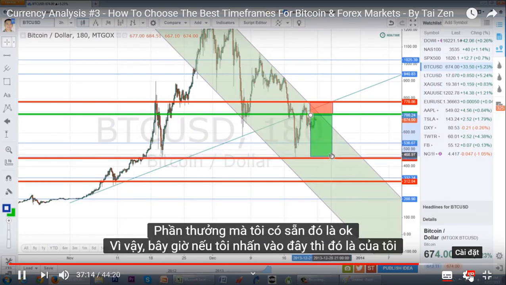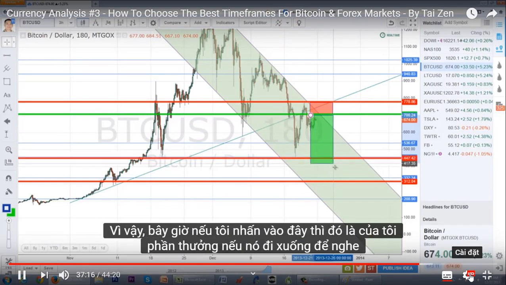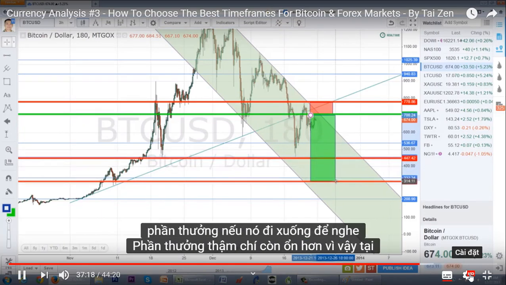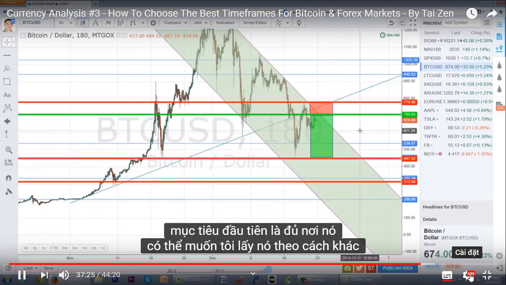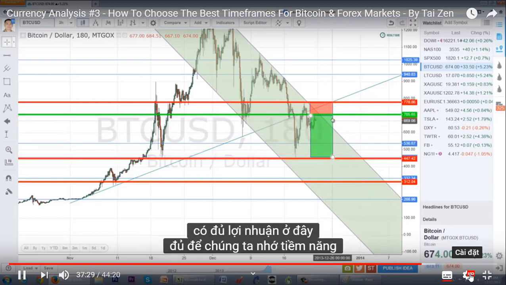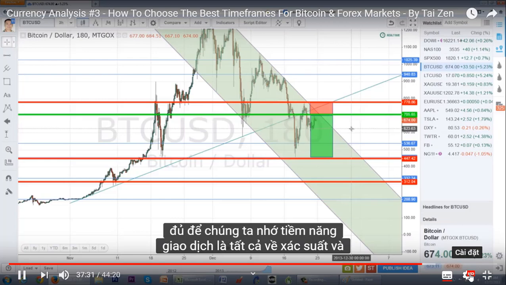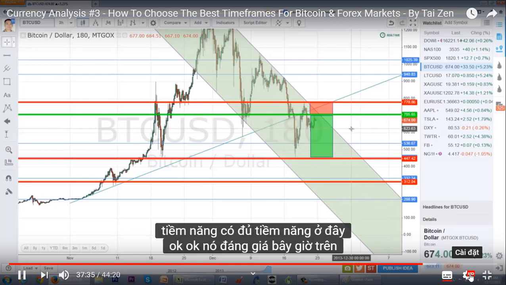So now, if I hit here, then that's my reward. If it comes down to here, the reward's even greater, okay? So at the first target, there is enough to warrant me taking it. In other words, there's enough profit here, there's enough reward potential. Remember, trading is all about probability and potential. There's enough potential here that, okay, it's worth it, okay?